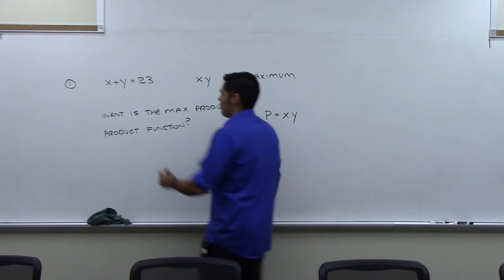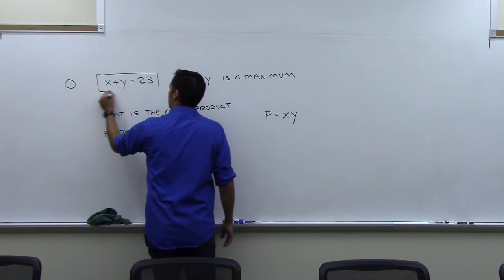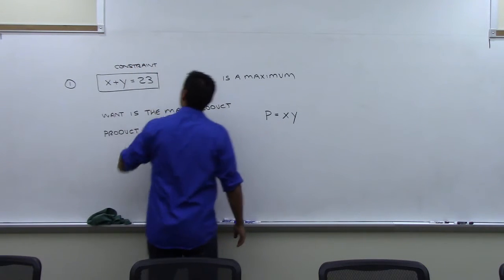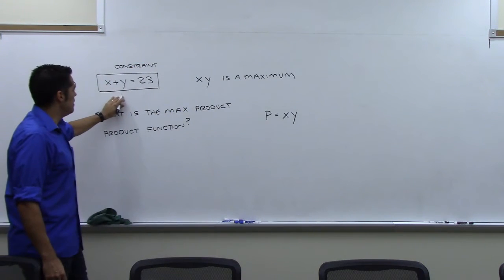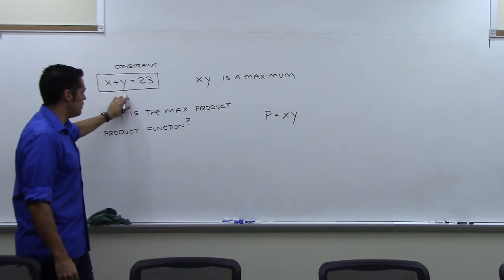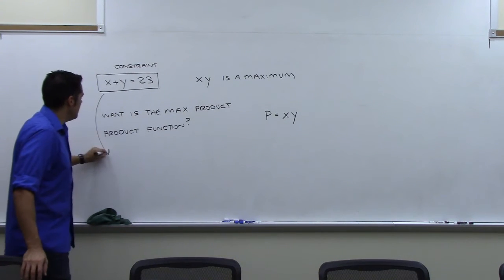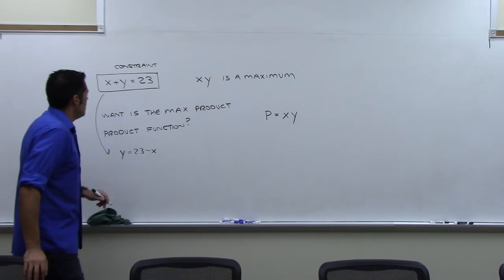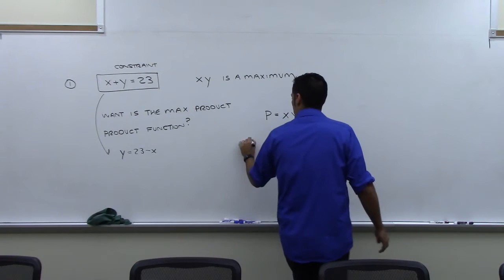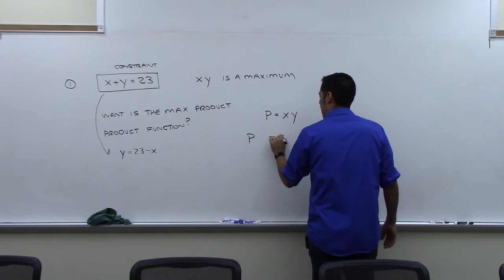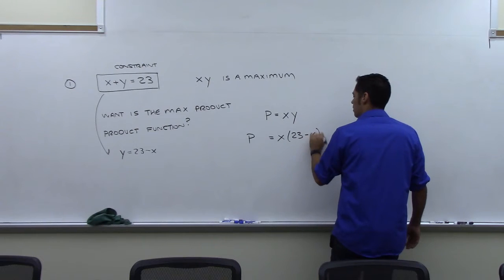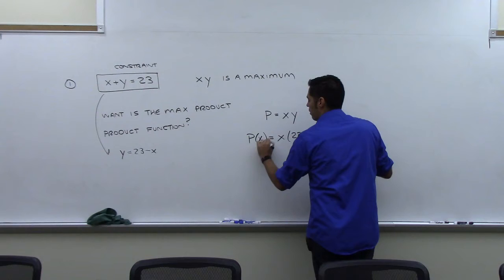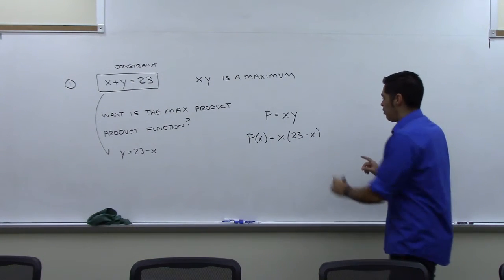We also have a constraint. The constraint equation is already given to us. These numbers can't be anything. They have to add up to be 23. So I can solve this for x or y. I'm going to solve it for y. I get y is equal to 23 minus x. Now I can write the product p equal to x times 23 minus x, replacing y with that. And now p is a function of x. So I have a product function here.